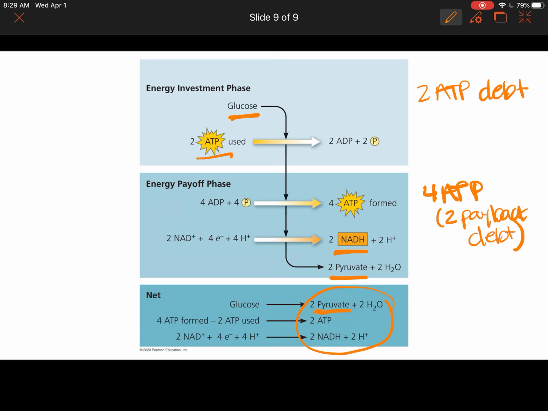All right, so most of the energy of glucose is still stored in this pyruvate. ATP can go be used in other cellular work. NADH is going to go to the mitochondria to the electron transport chain. And we'll get to the electron transport chain in later videos. Okay, so what do you need to know about glycolysis? What goes in? Glucose, ATP. What comes out? ATP, pyruvate, NADH. Okay, that's in a nutshell what happens in glycolysis.